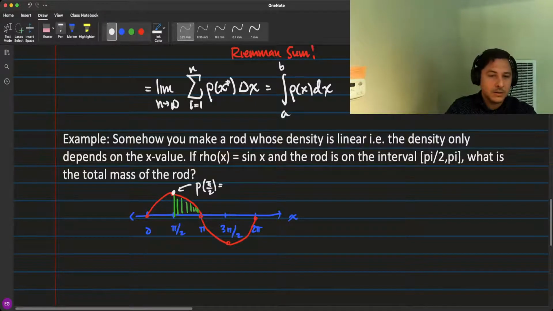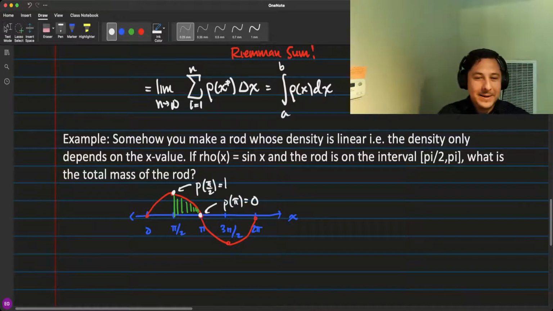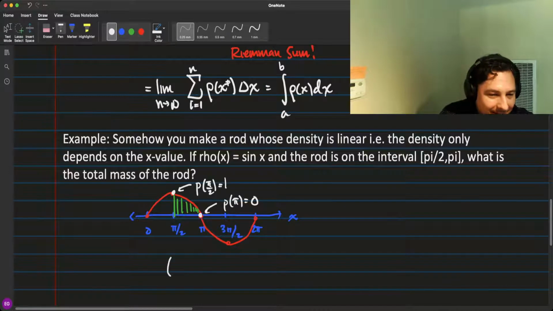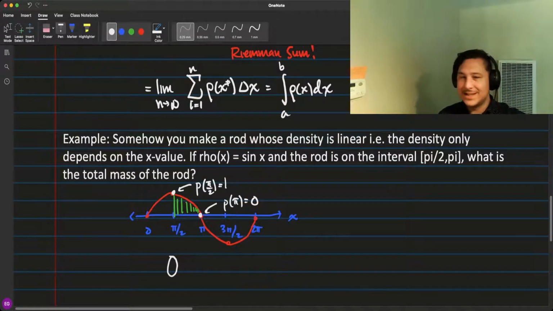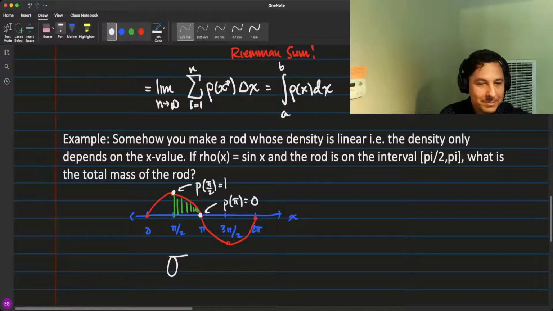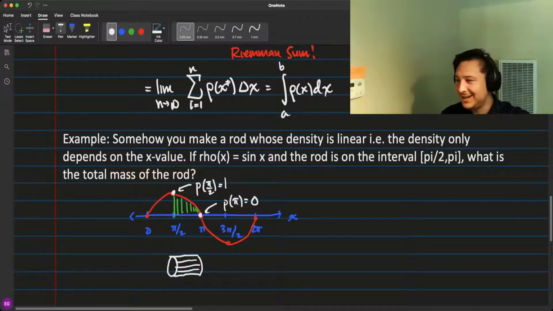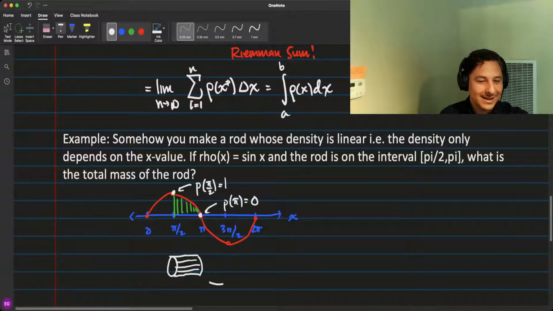Okay, cool. Now, at the end of the rod, this is a little weird. What is the density? 0. So this is like some weird rod. It starts off right here at pi over 2, and it has a density of 1. But what happens to the rod as you move over to pi? What's happening at the end at pi?